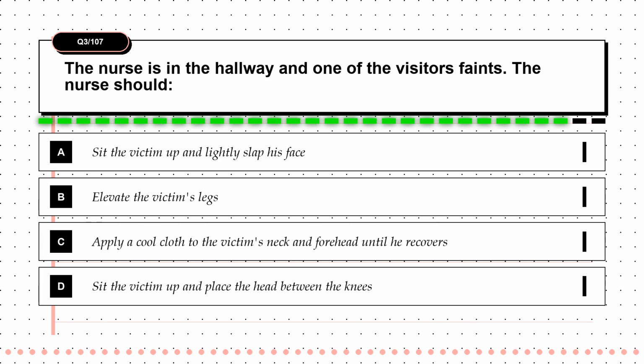Question 3. The nurse is in the hallway and one of the visitors faints. The nurse should, here are the options. Option A. Sit the victim up and lightly slap his face. Option B. Elevate the victim's legs. Option C. Apply a cool cloth to the victim's neck and forehead until he recovers. Option D. Sit the victim up and place the head between the knees.